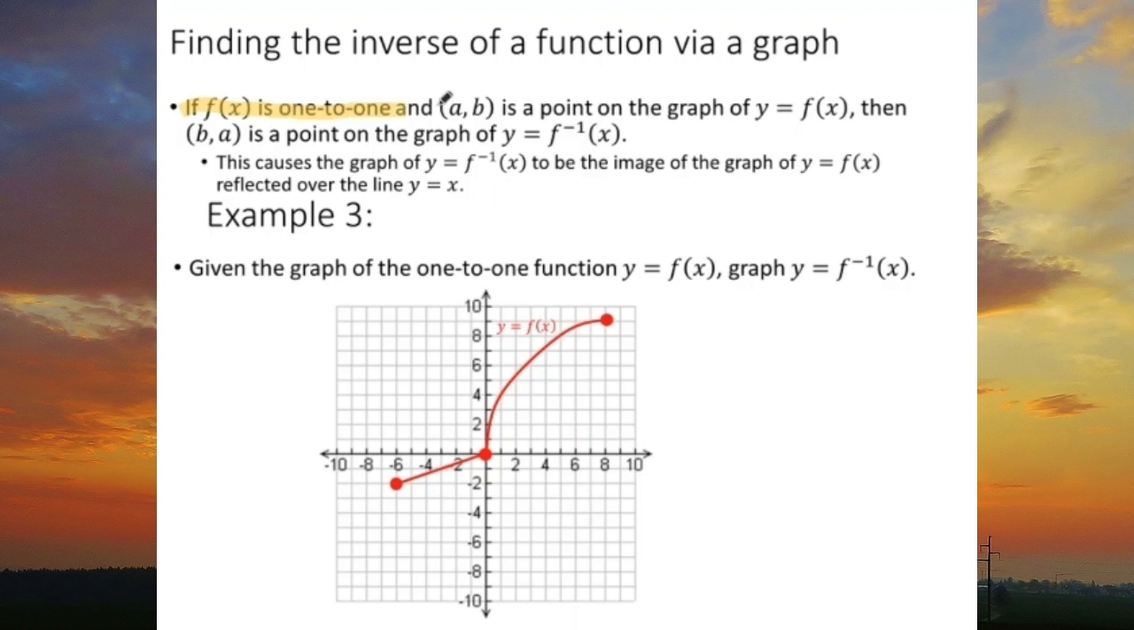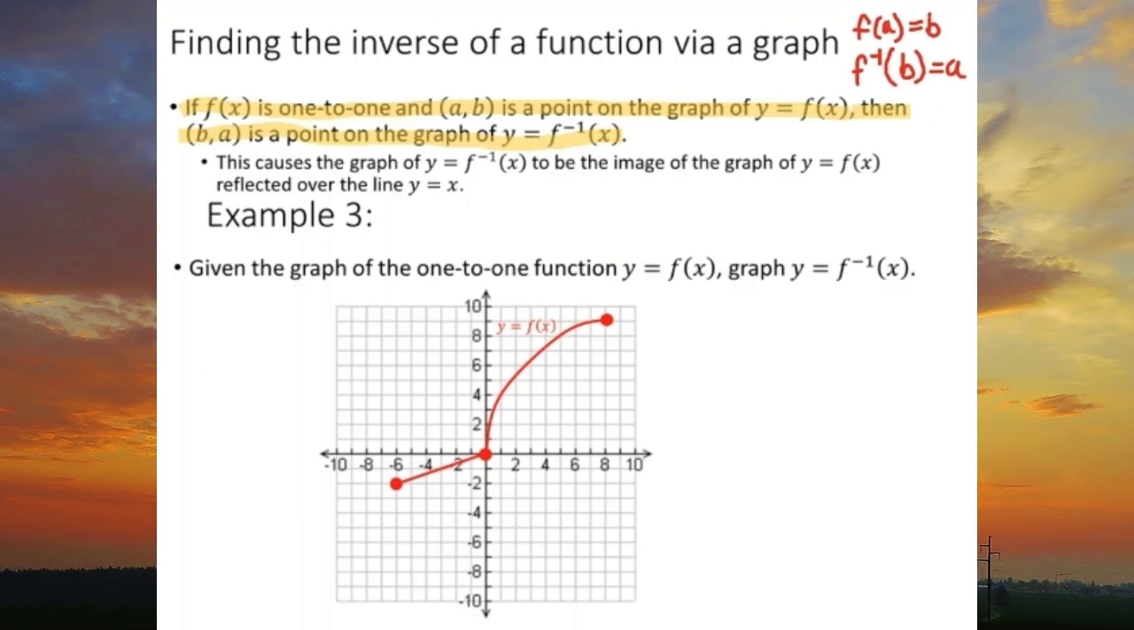If f is 1 to 1 and the point (a, b) is a point on the graph of y equals f of x, then the point (b, a) is a point on the graph of y equals f inverse of x. The reason why this is true is in order for the point (a, b) to be on the graph of f of x, that means f of a would have to equal b. Since f is 1 to 1, we know that f would have an inverse, and by definition, f inverse of b would have to be equal to a. So the point (b, a) would have to be on the graph of f inverse of x.